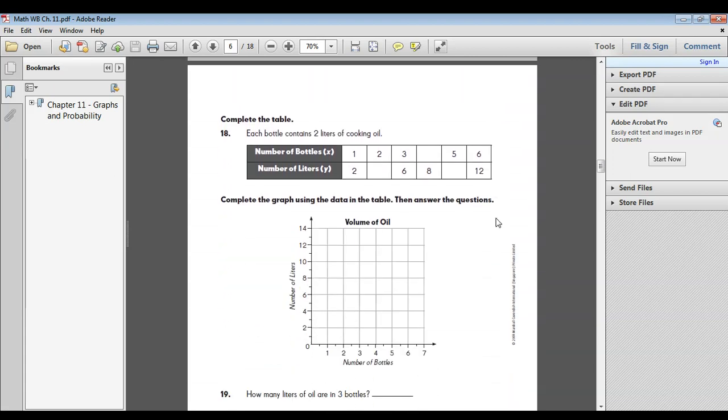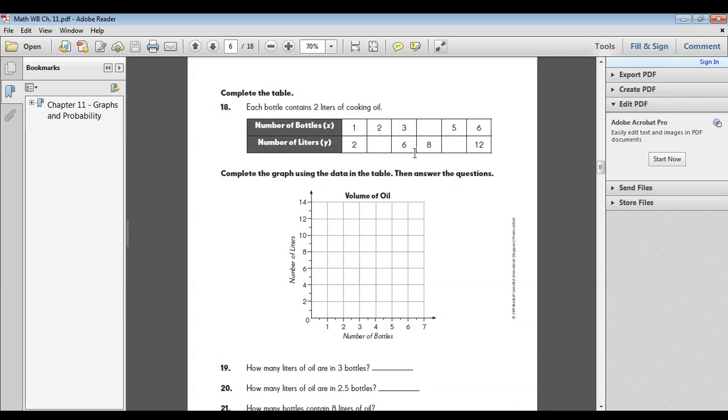In the next example, you guys have to fill in the table at the top. So each bottle contains 2 liters of cooking oil. So one bottle has 2 liters of cooking oil. That was given to you in the problem. Now, if I had 2 bottles, how many liters am I going to have? Math in Focus was nice enough to give me 3 and 6. You guys have to fill in these other points here.